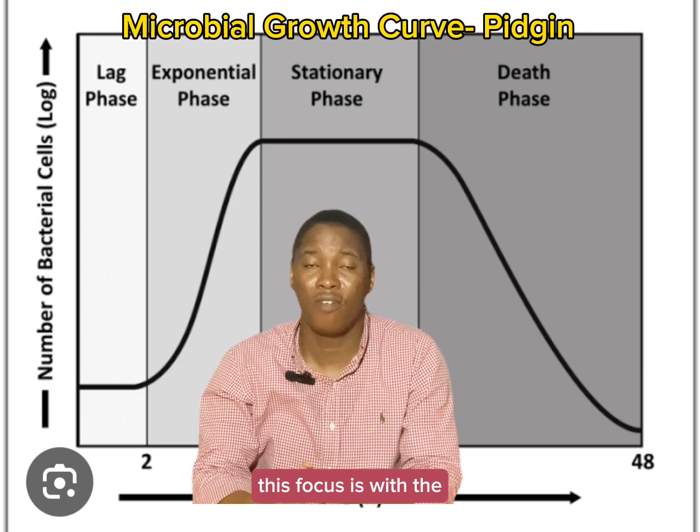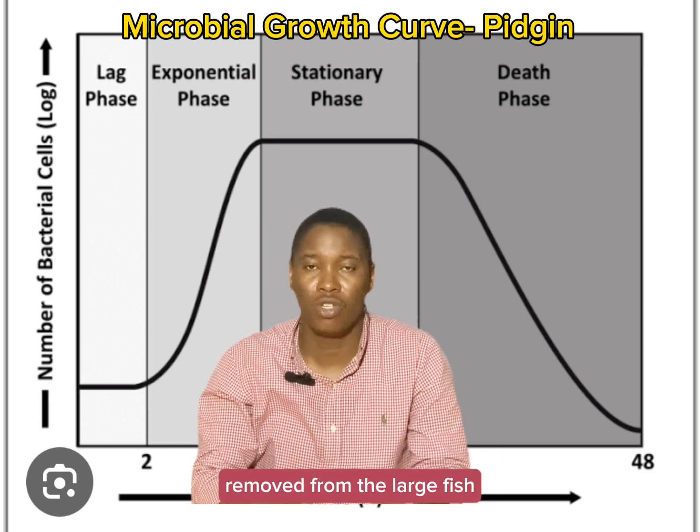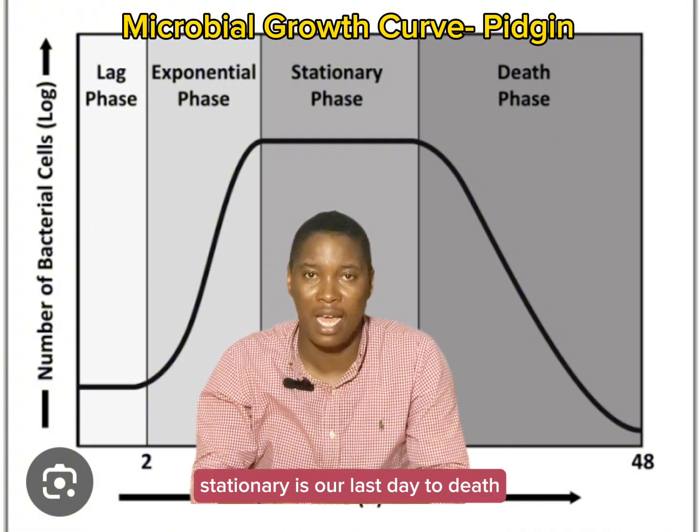This process is important for any scientist, especially any microbiologist, to understand: these four phases of the microbial growth curve, the way the microorganisms move from the lag phase to the log or exponential phase, to the stationary phase, and lastly to decline and death.